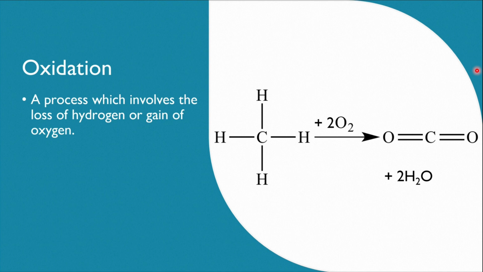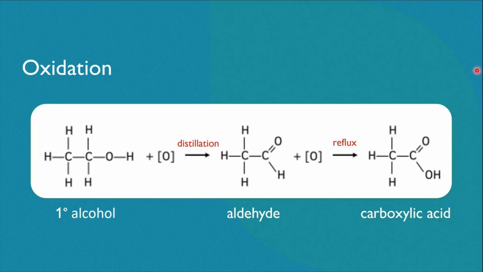Oxidation is a process which involves the loss of hydrogen or gain of oxygen. In this oxidation reaction, methane loses 4 hydrogen and gains 2 oxygen to form carbon dioxide. Primary alcohols can be oxidized to form an aldehyde upon losing hydrogen atoms. The aldehyde will have a lower boiling point than the alcohol because it loses the ability to form hydrogen bonding and can be distilled off.